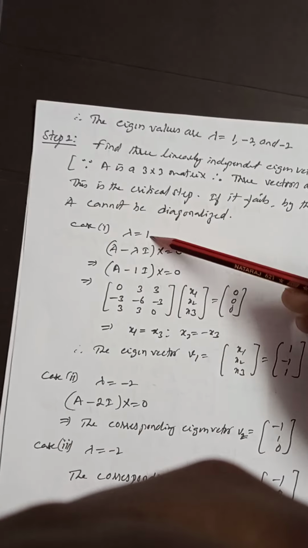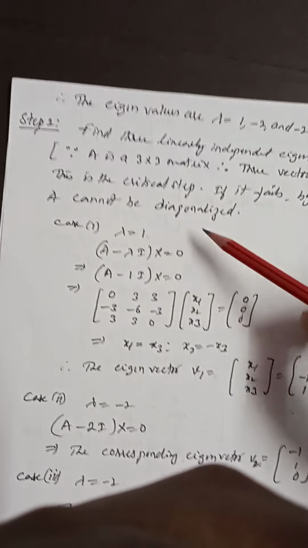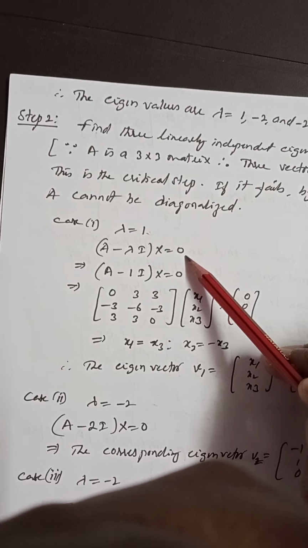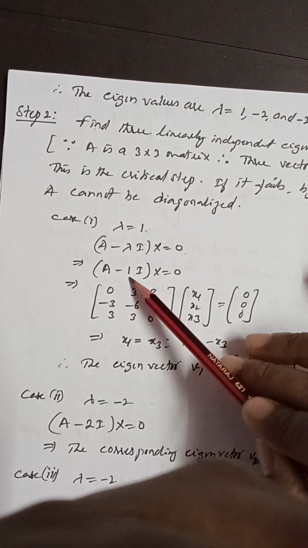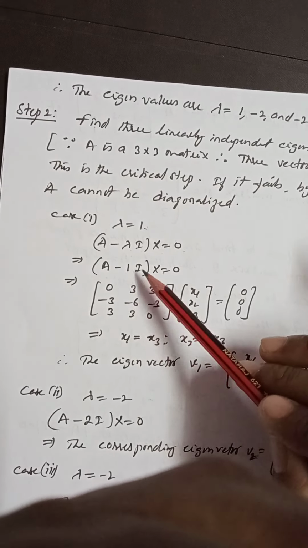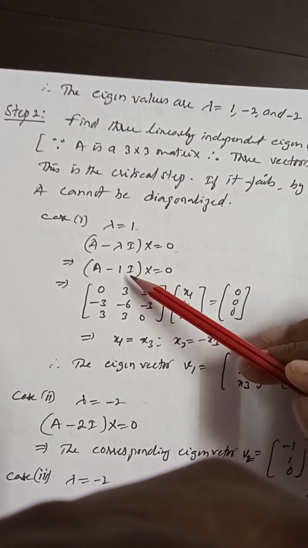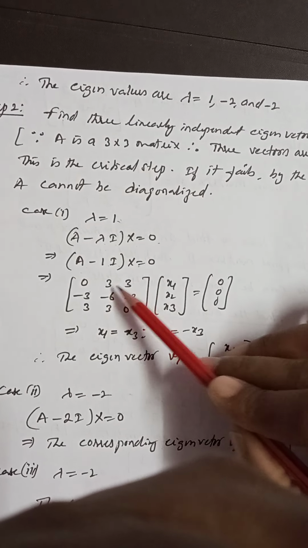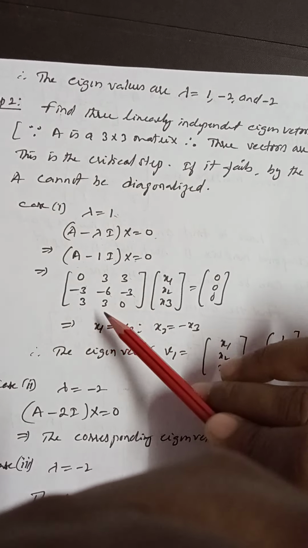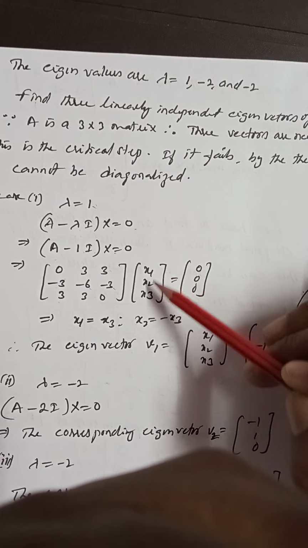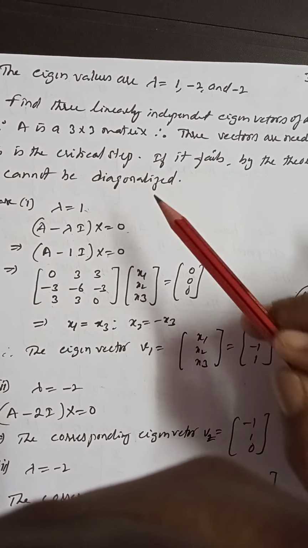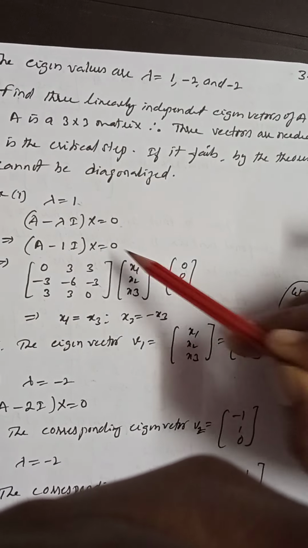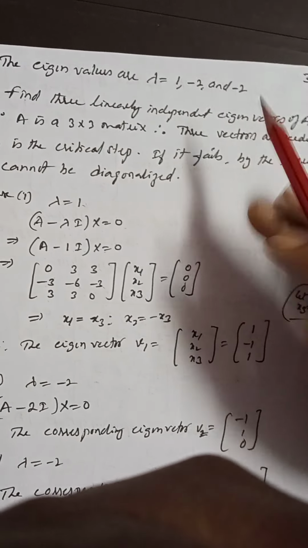Therefore, for lambda equal to 1, how to find the corresponding eigenvector? If lambda is equal to 1, (A minus lambda I) x is equal to 0. Lambda is 1, (A minus 1 into I) x is equal to 0. Simply subtract A minus lambda I: [0 3 3; -3 -6 -3; 3 3 0] into x, which is [x1 x2 x3]. Because it is of order 3 by 3, we take a column matrix x1, x2, x3 and equate it to the null matrix 0, 0, 0.